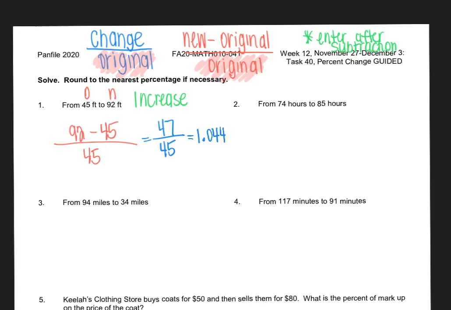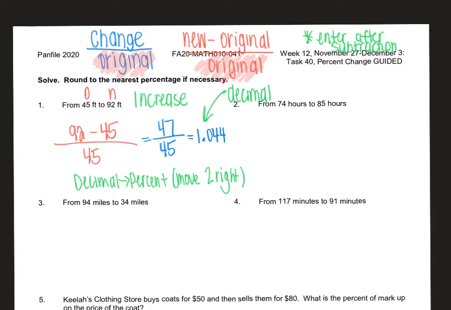Now, looking at this, it is a decimal. This is not a percentage. So in order to get to a percentage, because I want a percent increase or a percent decrease, I need to then go from decimal to percent, which is moving my decimal 2 to the right.